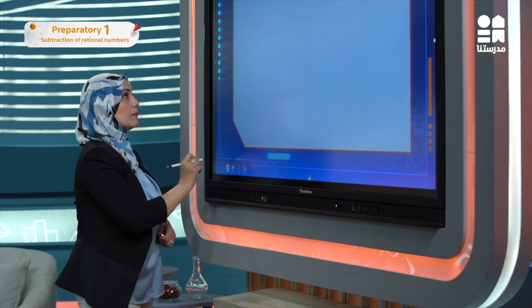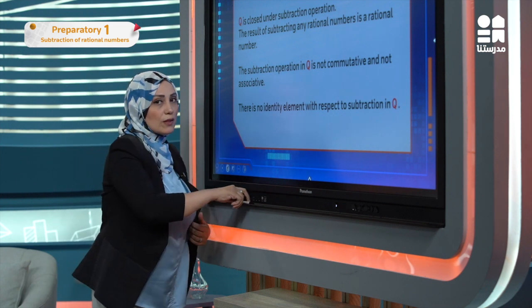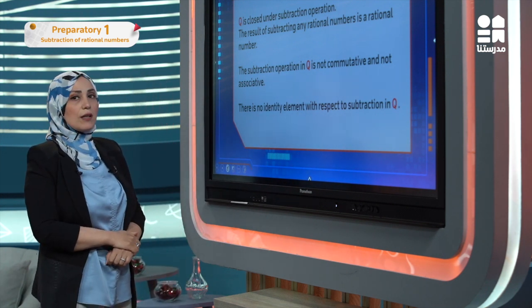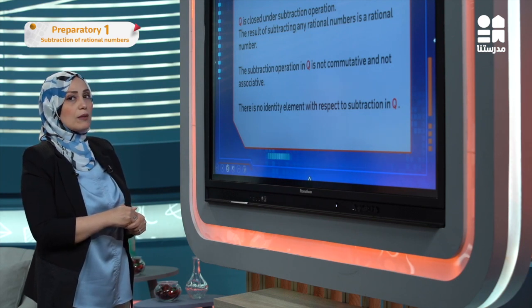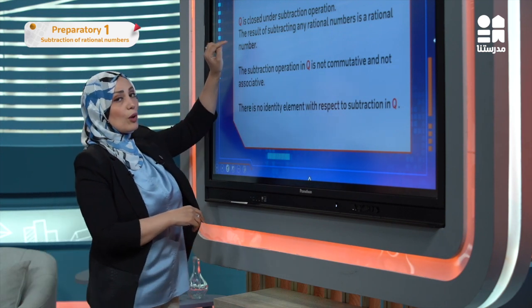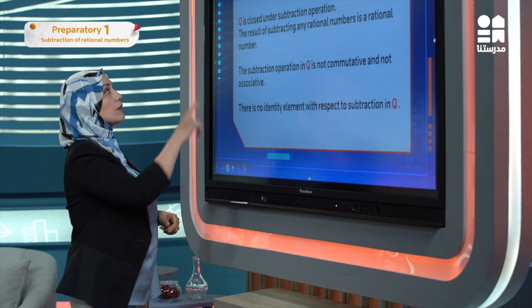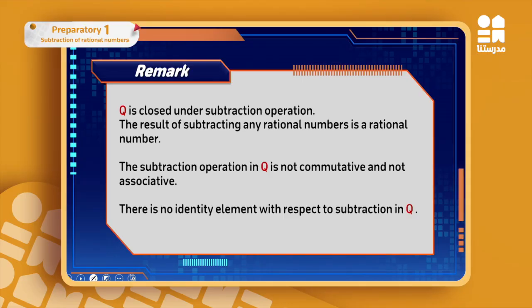Remark. Here we have to focus on the properties for addition and subtraction. Do you remember the properties for addition? We have five properties. Now we are going to talk about the properties for subtraction. The first one: Q is closed under the subtraction operation. The result of subtracting any rational numbers is a rational number too. So when you subtract any two rational numbers, of course you will get a rational number, like the addition. When we add any rational numbers, we also get a rational number.